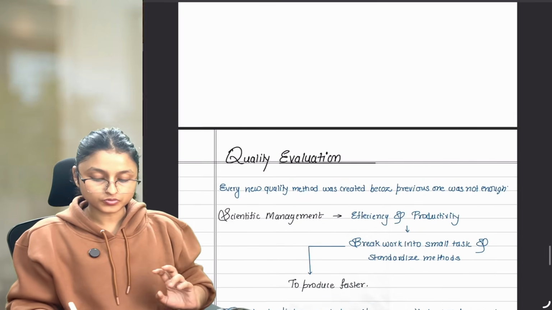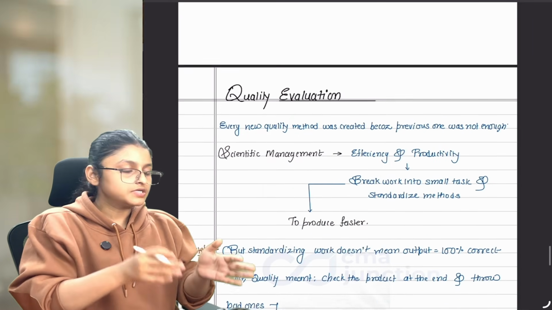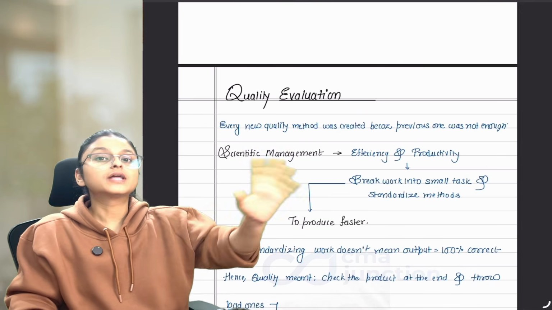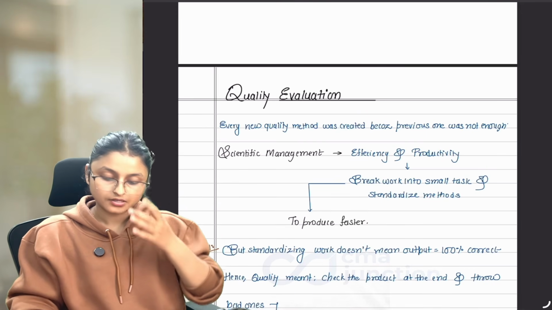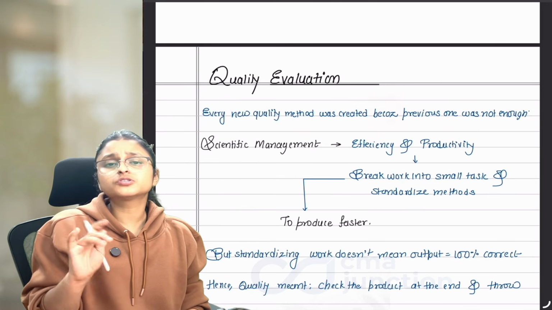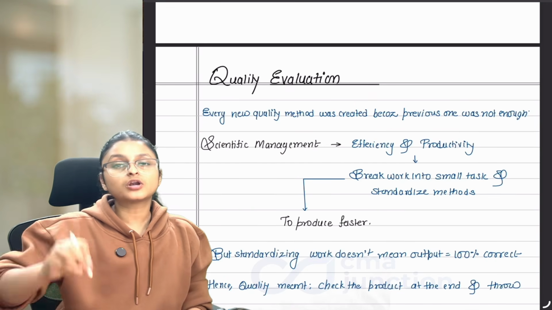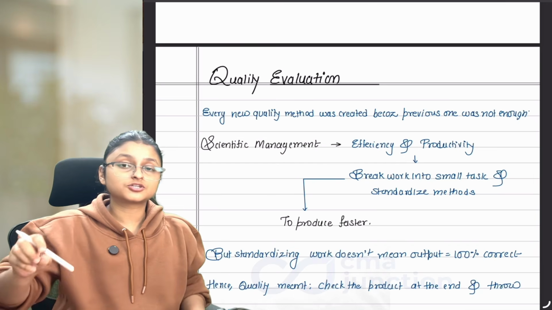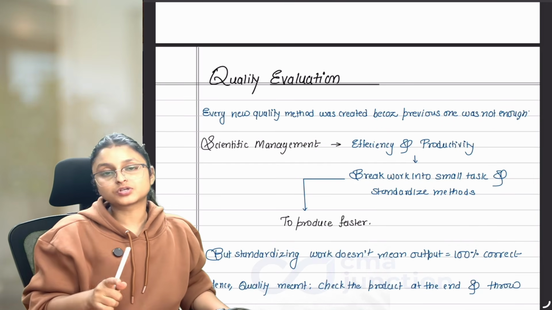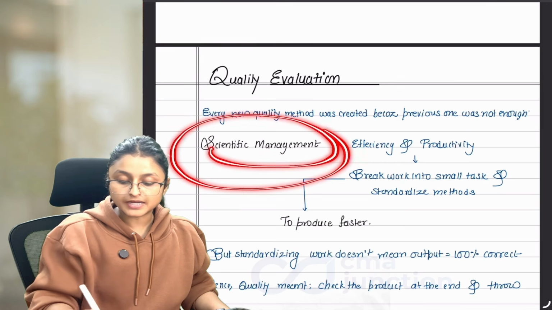So what we are going to do is first understand that with time how quality has evolved, and then only we'll look into that diagram. So every new quality method was created because previous one was not enough. Previous one was not able to fulfill the requirements of the organization, and that is why the new quality method was developed. The first thing which was developed is scientific management.